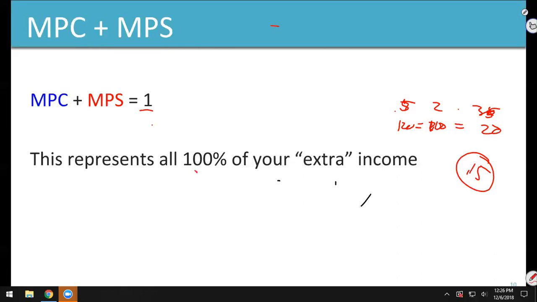And that's why, generally speaking, the MPC is lower over time, and it's lower than our average propensity to consume. We started out at 98%, and now we're going to drop down to only spending 96% because we're getting to save more because we've got more money, so we're better able to save.